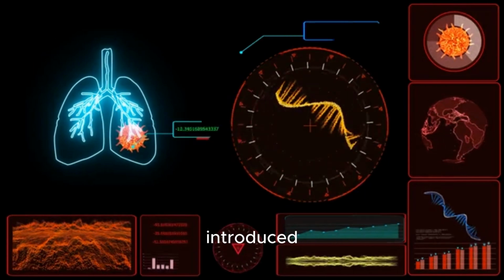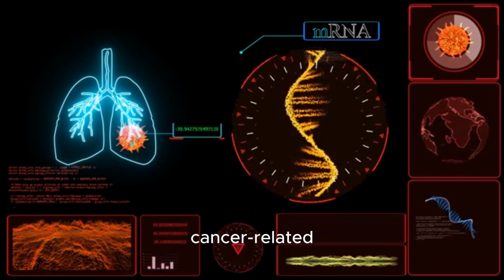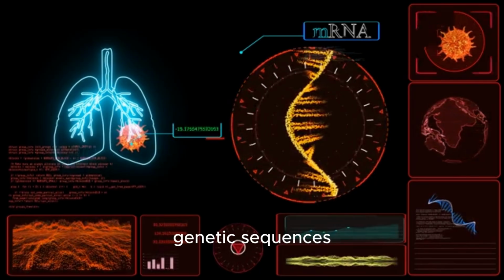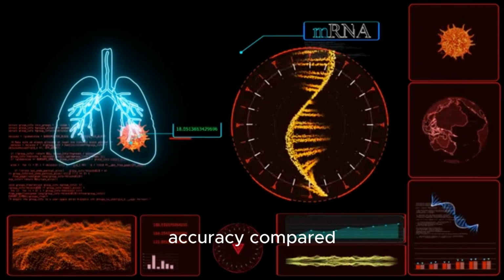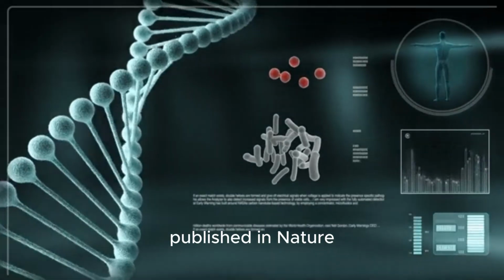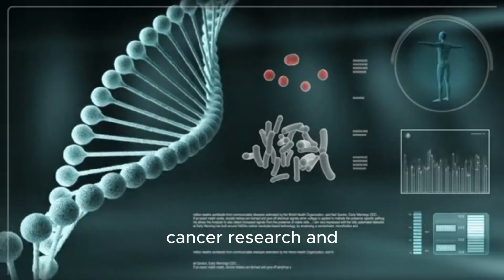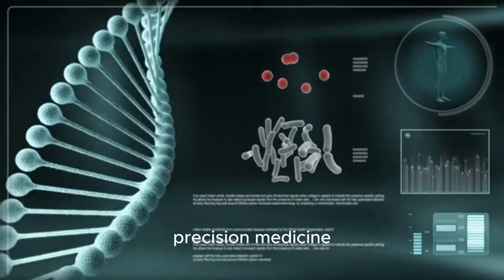Google has introduced DeepSomatic, an advanced AI tool capable of identifying cancer-related mutations in tumor genetic sequences with superior accuracy compared to existing methods. This development, published in Nature Biotechnology, marks a significant step forward in cancer research and the realization of precision medicine.